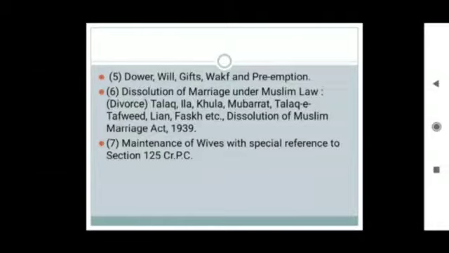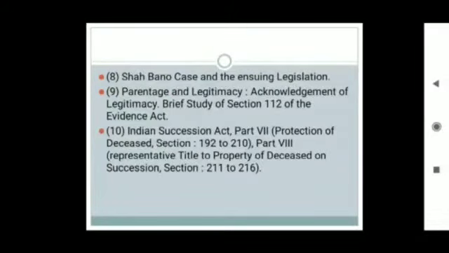Then the seventh unit is about maintenance of wife. The maintenance of wife with special reference to section 125 CrPC, we will deal with the cases. There is an important case, Danial Latifi versus Union of India, and many other cases, so we'll deal with it. After the seventh, in the eighth we have the Shah Bano case, again a very important, leading case.